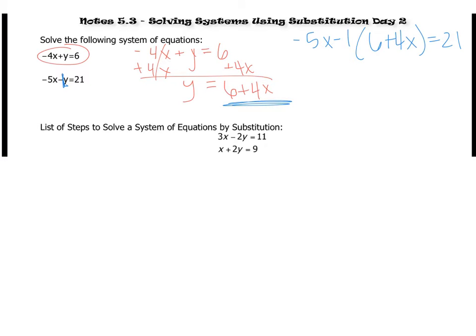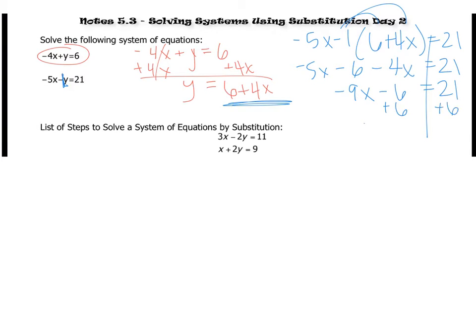So now negative 5x, negative 1 times 6 is negative 6. Negative 1 times 4x is negative 4x. So this all equals 21. Negative 5x and negative 4x makes negative 9x minus 6 equals 21. Add 6 to both sides. Negative 9x equals positive 27. Divide by negative 9, and x equals negative 3.